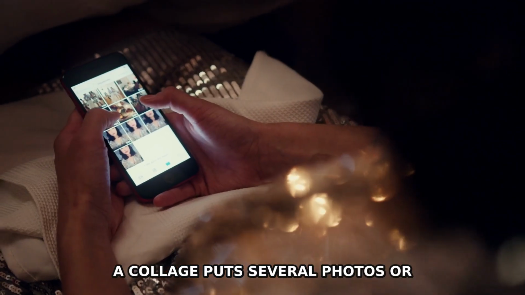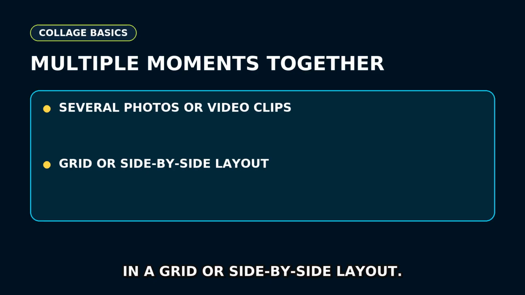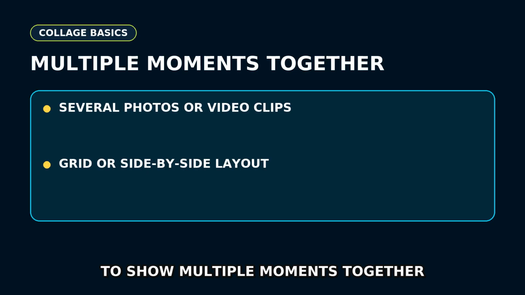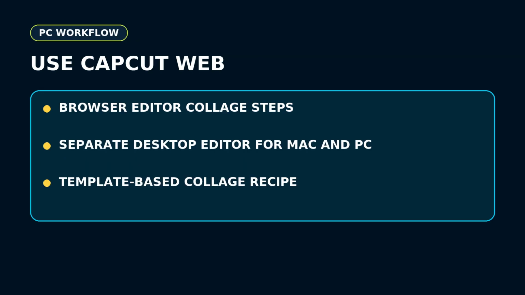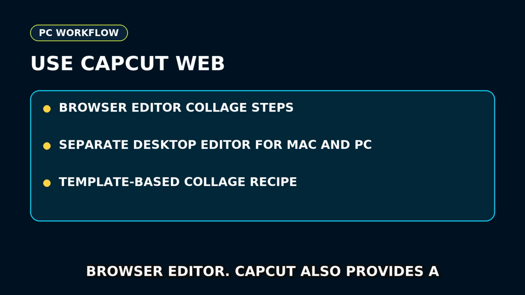A collage puts several photos or video clips on one screen, usually in a grid or side-by-side layout. It is useful when you want to show multiple moments together instead of placing every clip one after another. For this PC workflow, use CapCut Web when you want the collage steps that are documented for the browser editor.